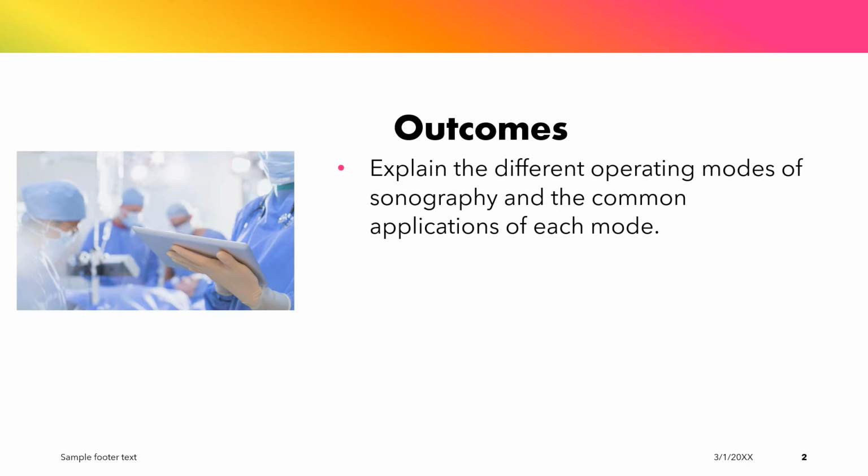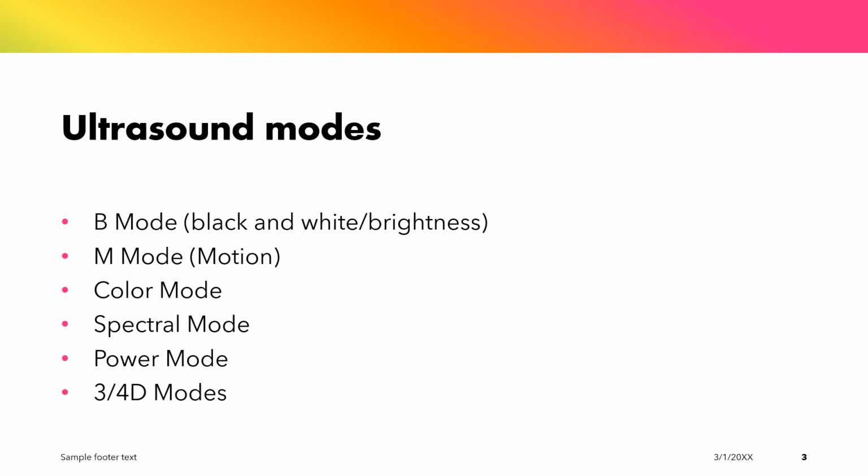So the outcomes for this week's lecture are to explain the different operating modes of sonography and the common applications of each mode. The first mode that we're going to start with is our B mode, which can be referred to as our black and white or brightness mode. Then we'll discuss M mode, which is the mode evaluation of motion. Color mode, which superimposes color over objects demonstrating motion.